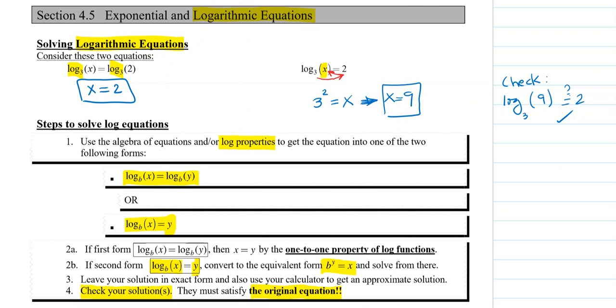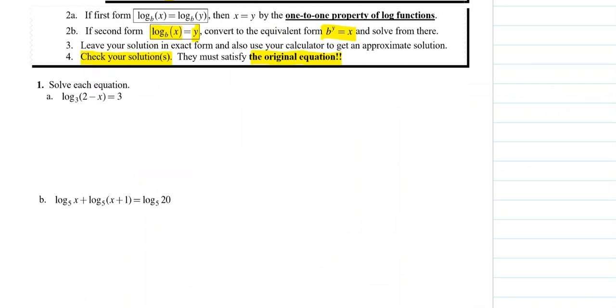Let's look at some examples. We have a couple of equations here. In the first equation, I have a log all by itself on one side. And then on the other side, I don't have a log. I have a number. So that is like the second form, log base b of x equals y. When that happens, as long as your log is on one side by itself, then we just use that equivalent form, that's the exponential form. We say that base to that power equals the argument.